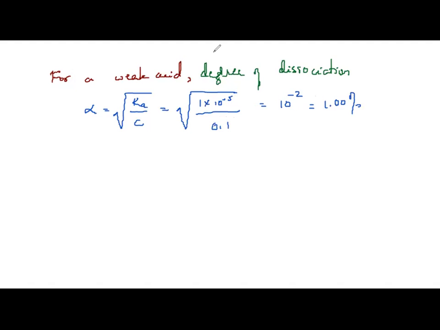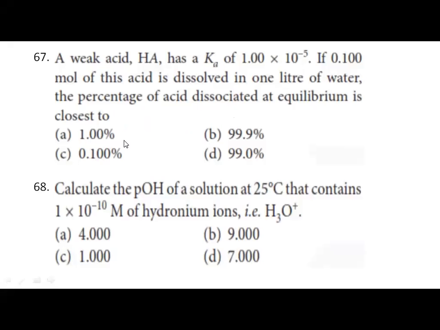Yes, 1 by 100. So correct option is what? Option A. That is the correct option. Understood? Clear with this? Okay.